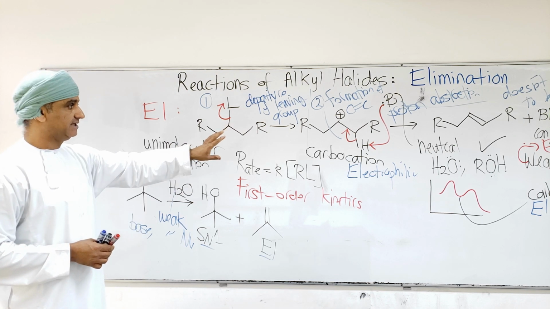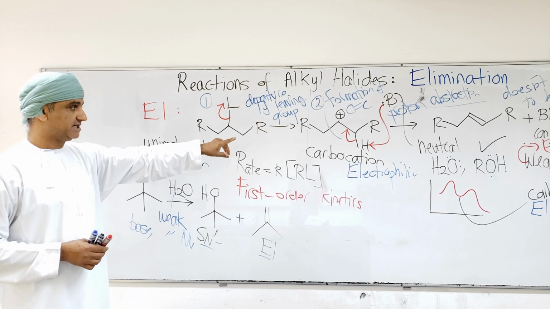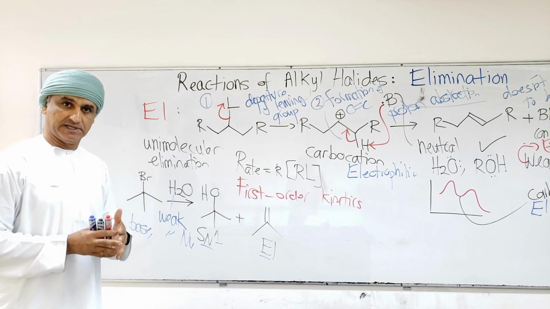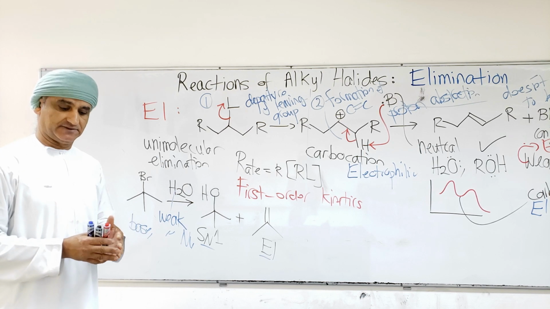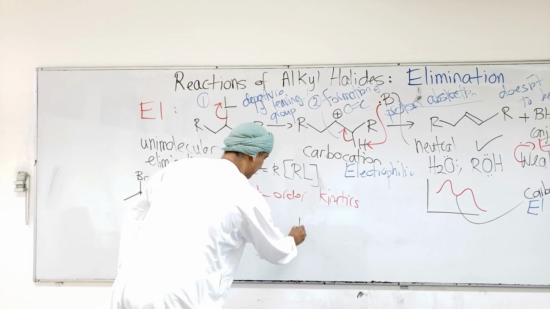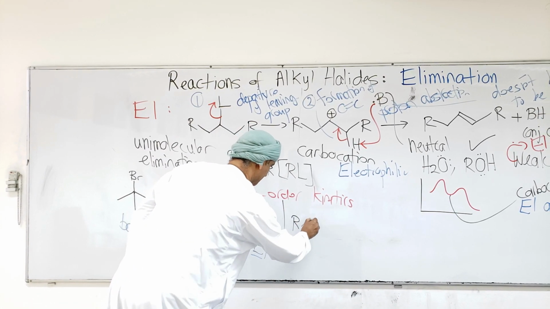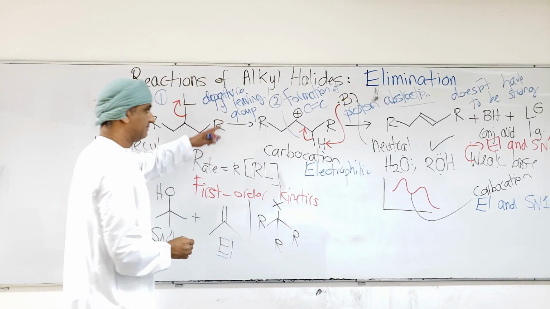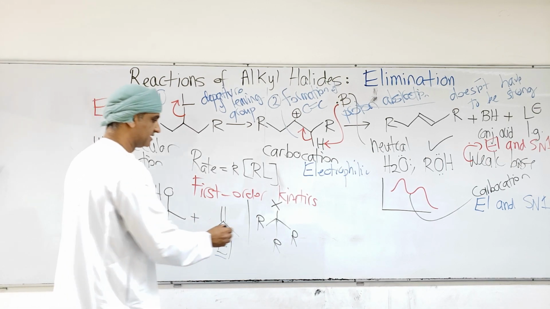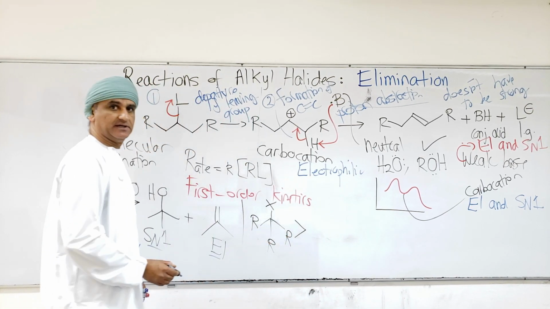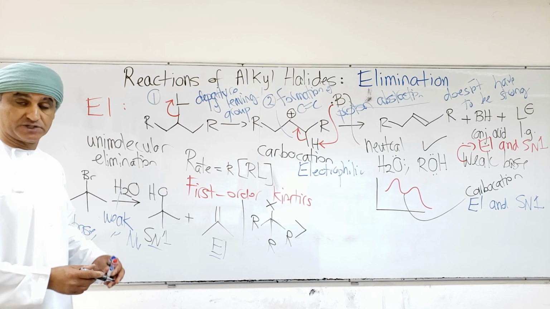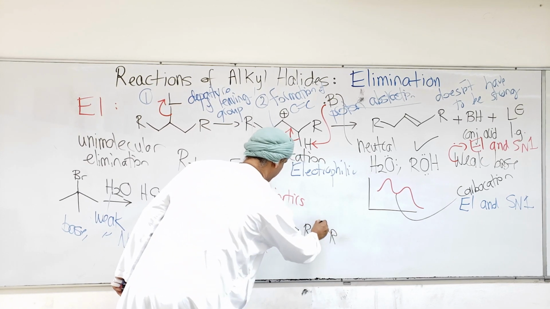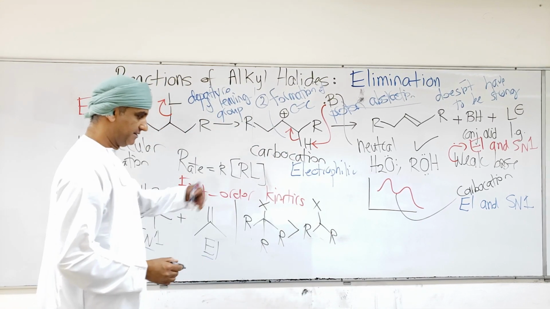Now, since the E1 mechanism proceeds through a carbocation intermediate, substrates that can lead to stable carbocation intermediates will be the most reactive. So therefore, tertiary alkyl halides, X or L, by the way, it doesn't really matter, will be very reactive in the E1 reaction. They'll be very suitable, followed by the secondary alkyl halides.